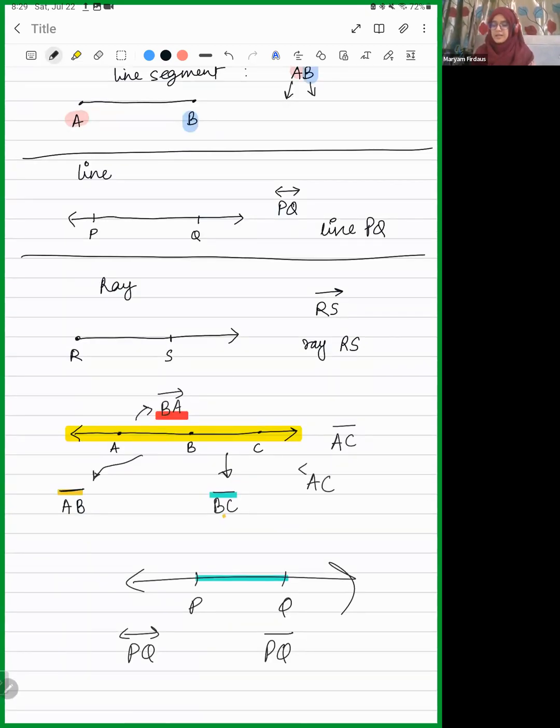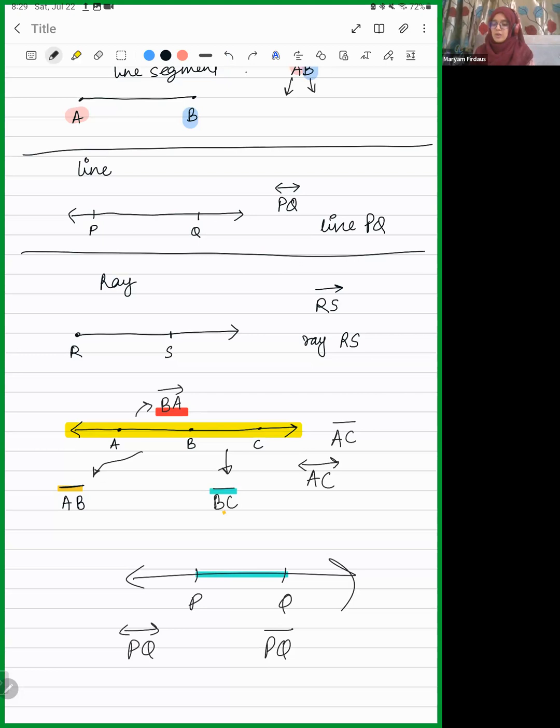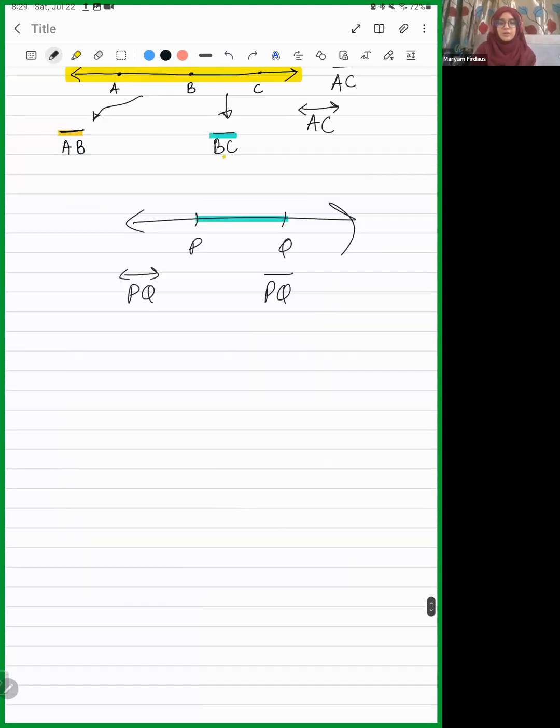You understand the difference between line segment AC and line AC? Yes. This was our line segment AC, the purple one, and our line AC is this one. It goes on beyond this even. So now we have done the basics of lines. We haven't come to angles yet, but we'll come to that.